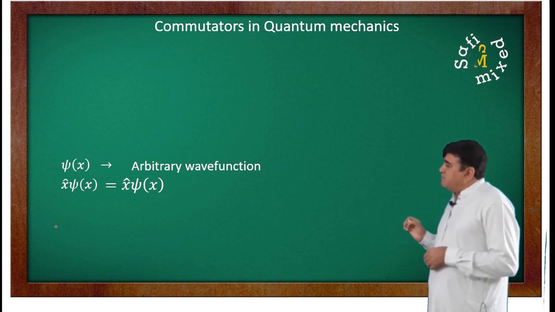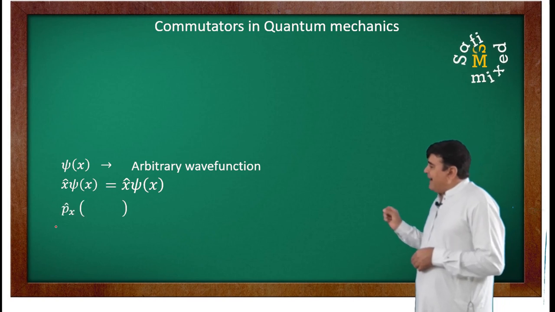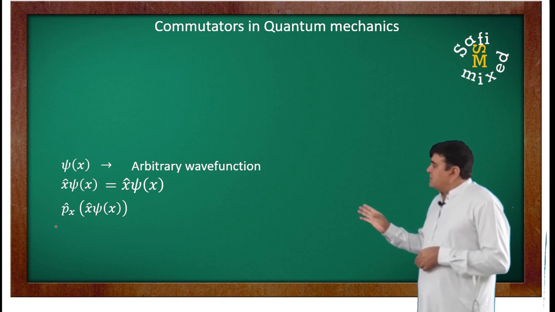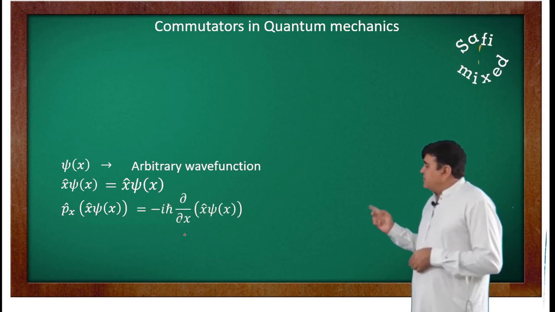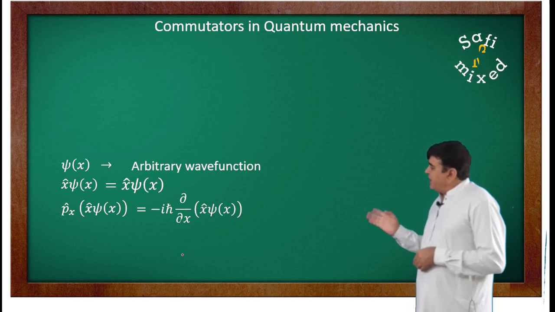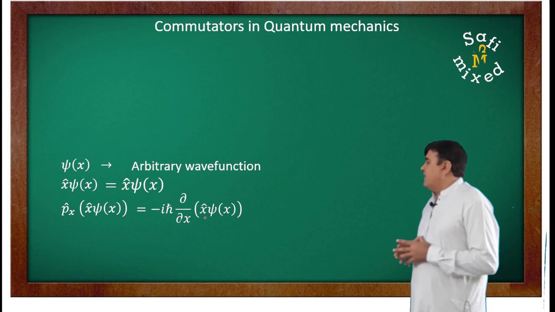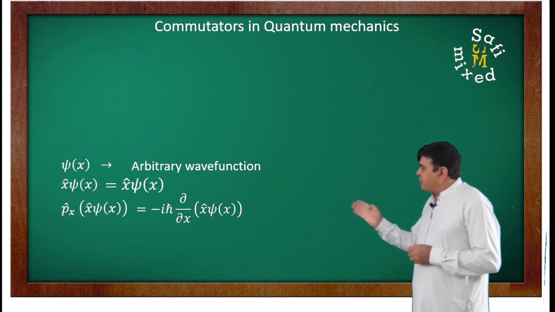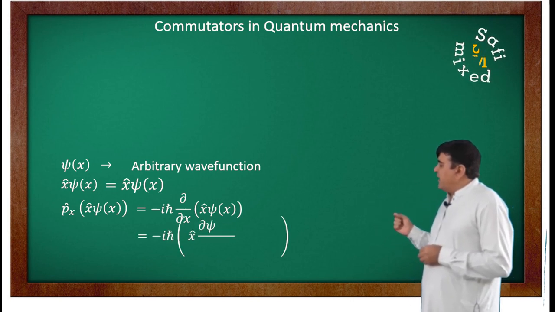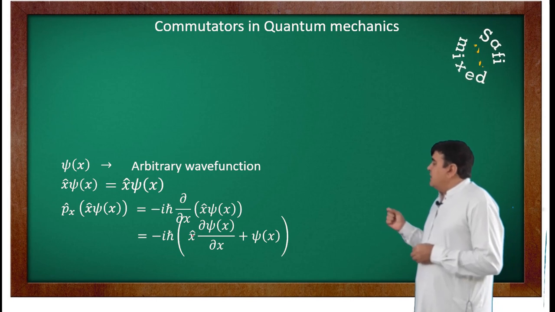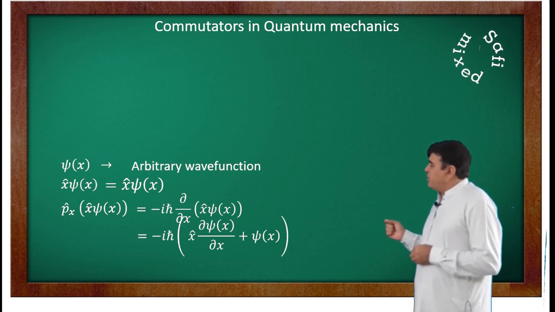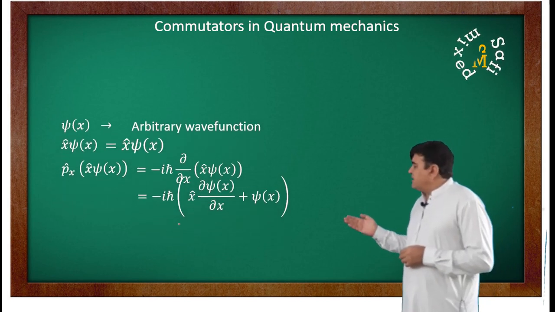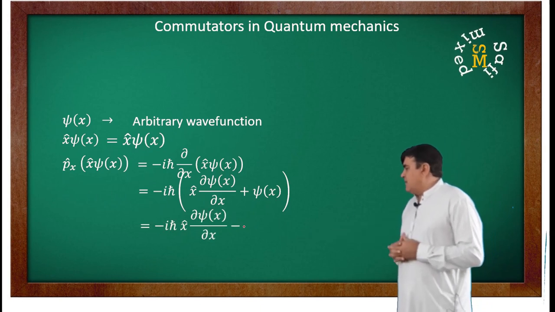Now, if I apply the p operator, that is p sub x on x operator applied to psi of x, it equals minus iota h bar partial over partial x applied to x times psi of x. And if I use the product rule of differentiation, I can rewrite the right side as minus iota h bar multiplied with x times partial psi over partial x plus psi of x. And removing the brackets, I can rewrite this into this last form.